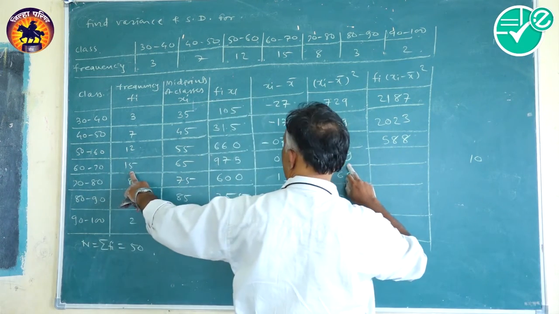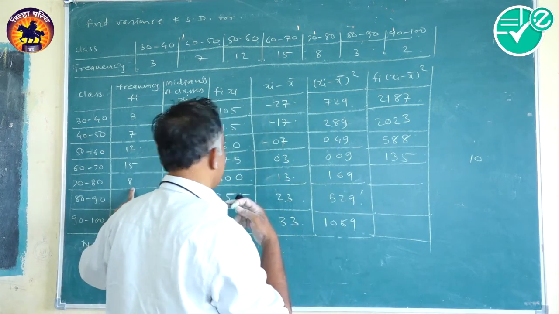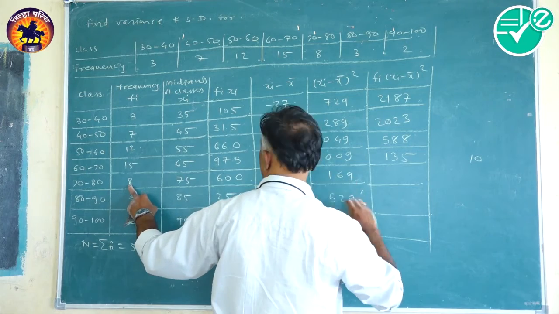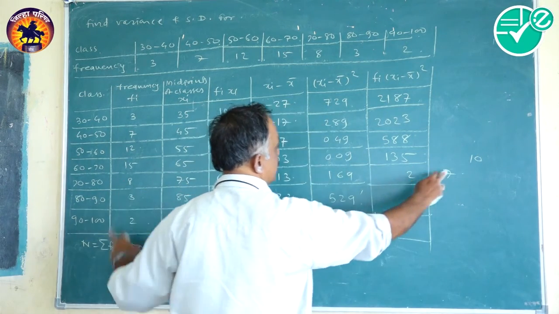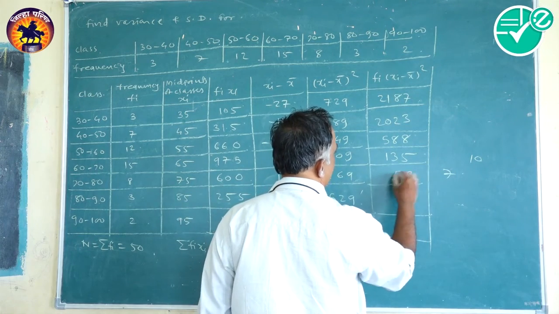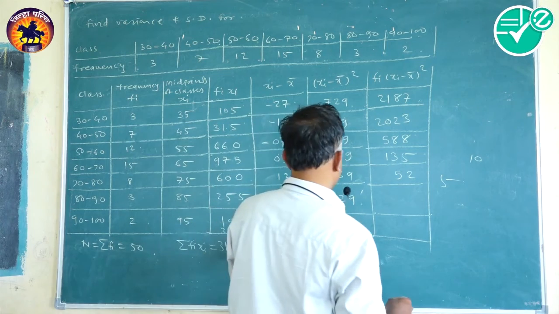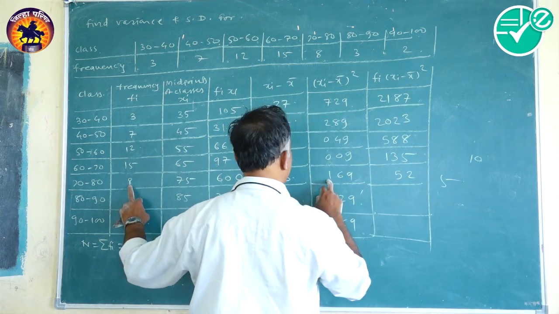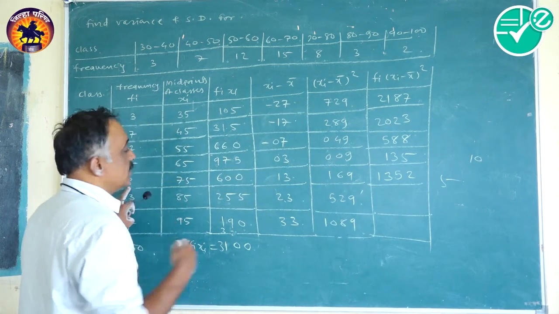15 into 9, 135. Now 8 into 169, 8 9 72, 8 into 6, 48, 48 and 7, 55, carries 5. And then 3 into 5. 8 into 1 will be 8. 8 plus 5 that gives you 13. Let me check it once again.